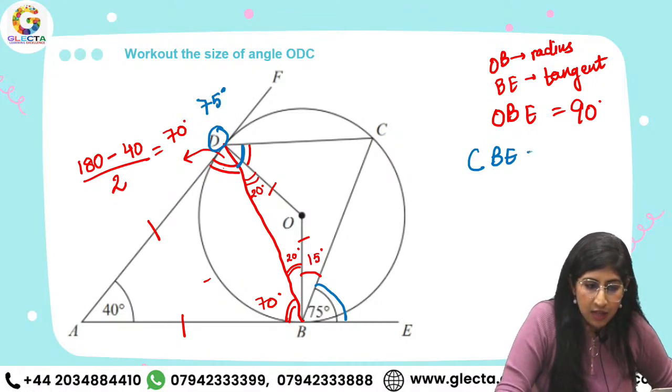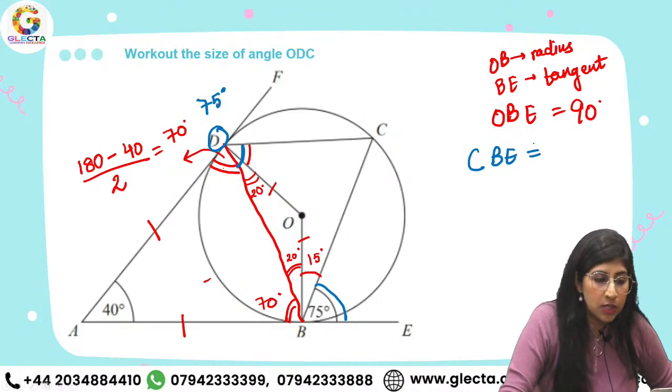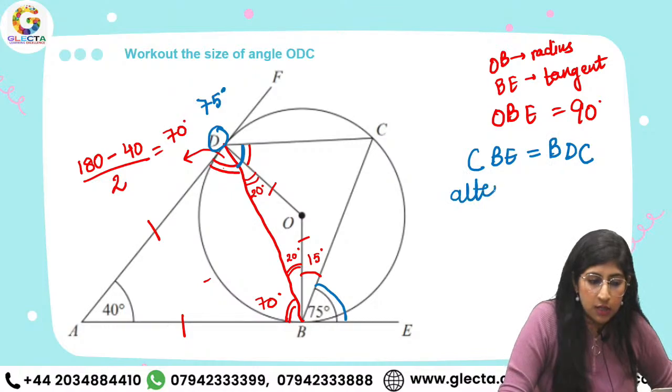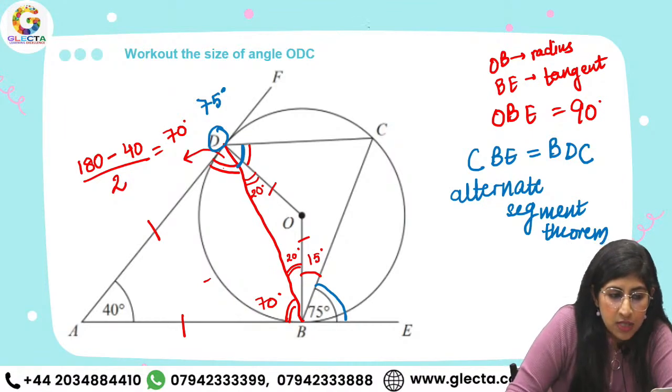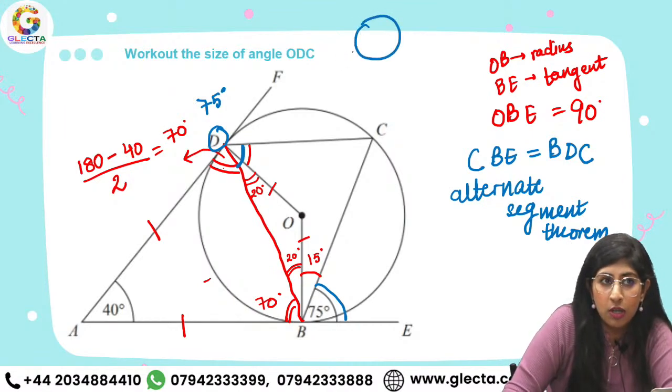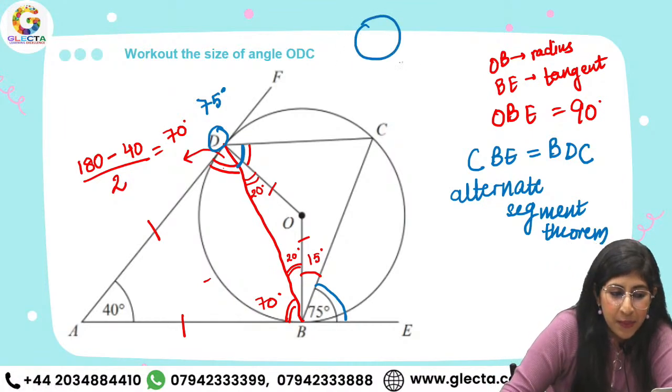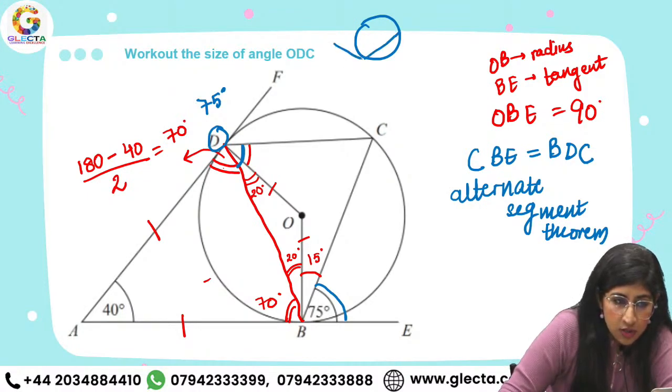So you can say angle CBE equals angle BDC. That's the alternate segment theorem that I'm using. Again, telling you how to visualize it. We have a circle over here, I'm just drawing it for your help. We have a circle, we have this chord, we have this tangent.